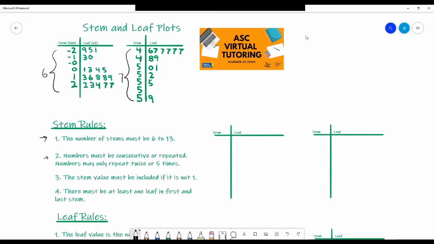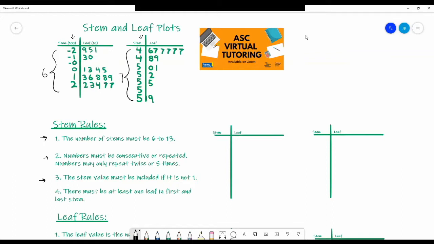Our next rule here is stem rule 3. The stem value must be included if it is not 1. Our example back at the left has a stem value of 100. And our example on the right doesn't show a stem value, so it must be 1. We'll go over what a stem value is later in the video.